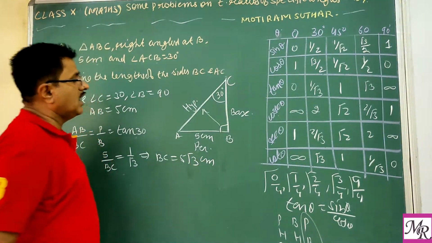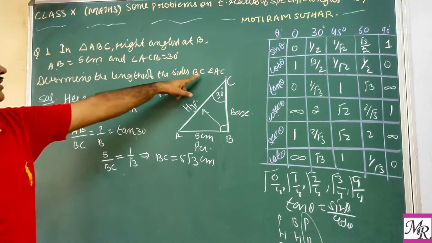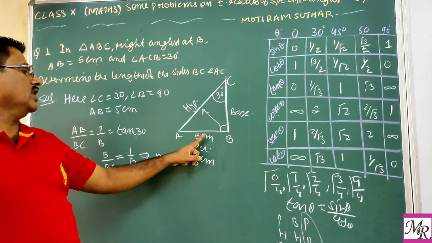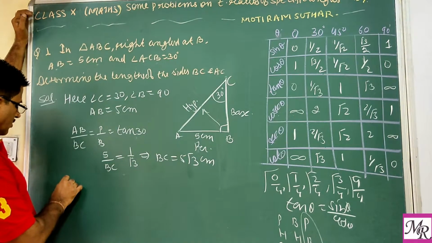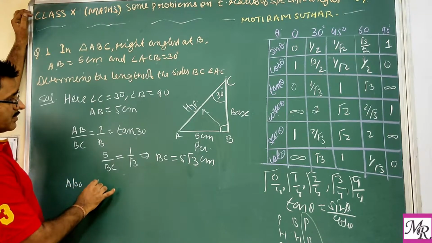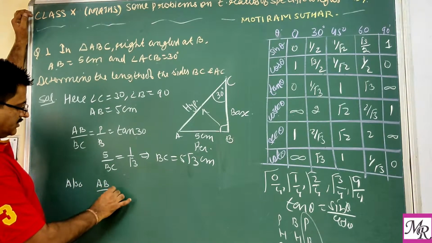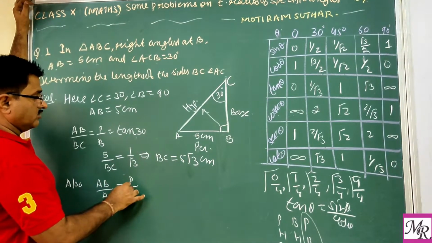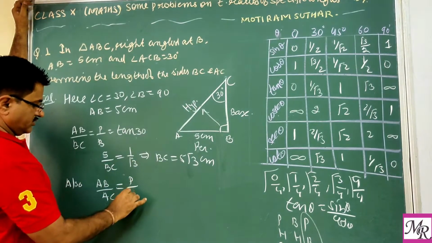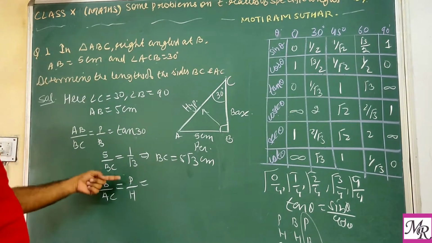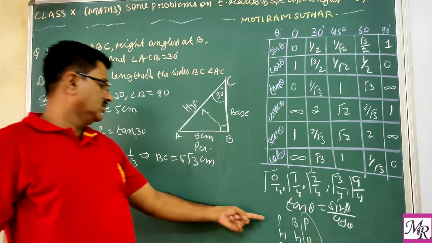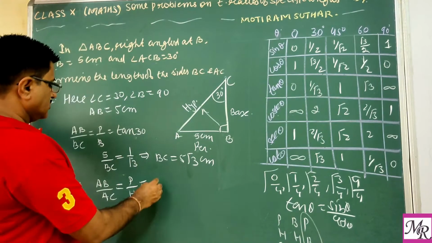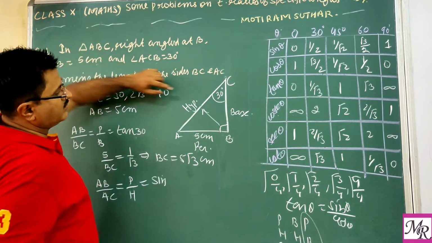Now you have to also find AC. So again you take this side and one given side. So you take AB upon AC. AB is our perpendicular and AC is our hypotenuse. So this is the ratio of the side perpendicular and hypotenuse, that is sin theta. So P upon H is sin. So sin of the angle. What angle are we considering? 30.